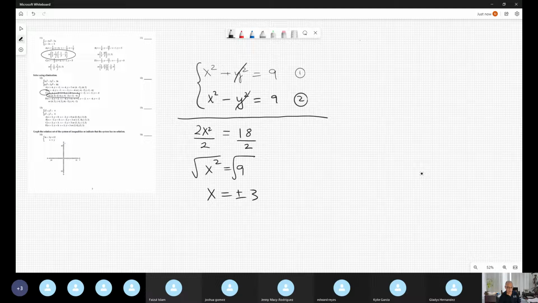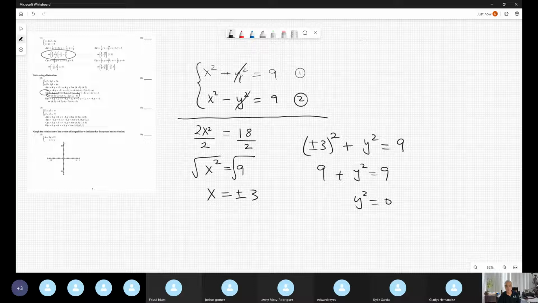And when you substitute in either equation, I substitute in the first one. You can do it in any equation. You substitute both because it's a square and becomes positive. We get the same answer. Plus y squared equal 9. And it's 9 plus y squared equal 9. It's obviously y squared is 0 and y is 0. And 0 has no sign. 0 is 0. We have two solutions only, that is 3,0 and negative 3,0.